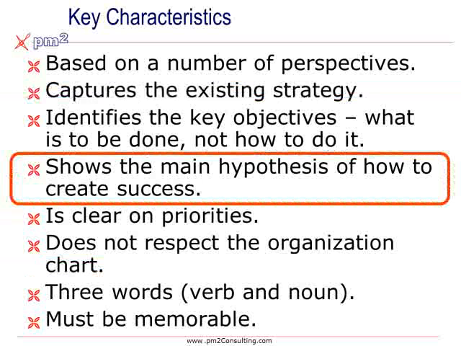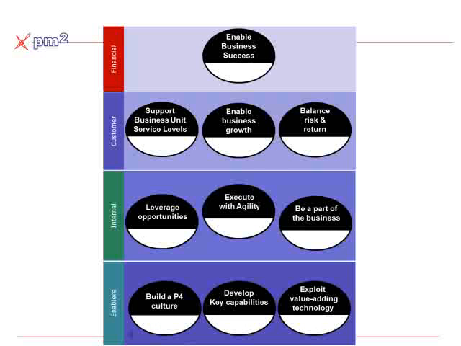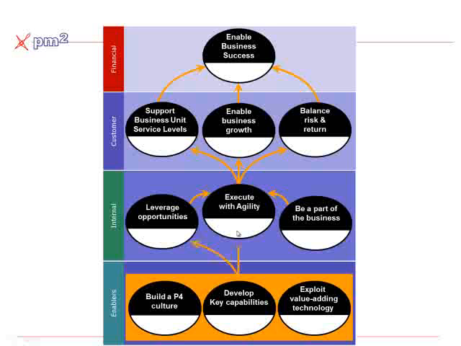Now, we have to join these objectives together to form a hypothesis, a cause and effect relationship on how we create success. So in this case, if our goal is to enable business success, there are really 3 things we need to do. We need to support the business unit service levels, we need to enable business growth, and we need to balance risk and returns. How to achieve these 3 objectives? Well, it's all through executing with agility. If we execute through agility, we can support the business units and so forth. The idea is these arrows begin to show the cause and effect relationship between how objectives create overall success.